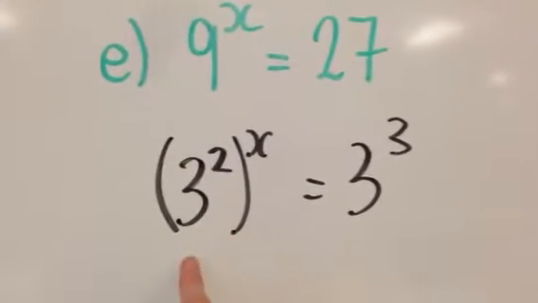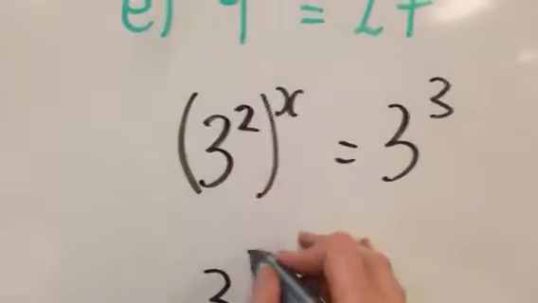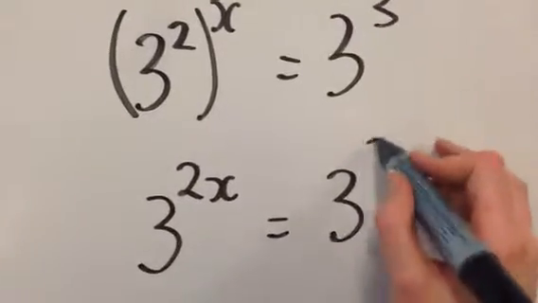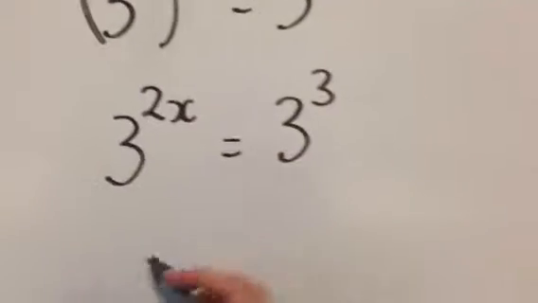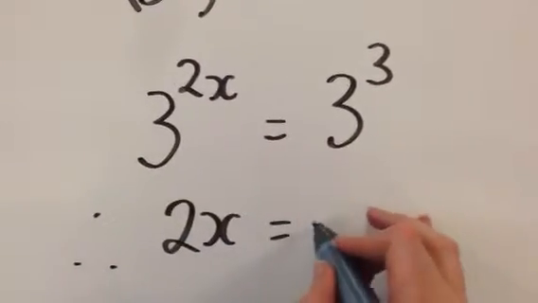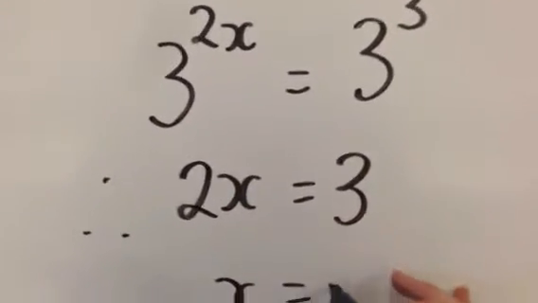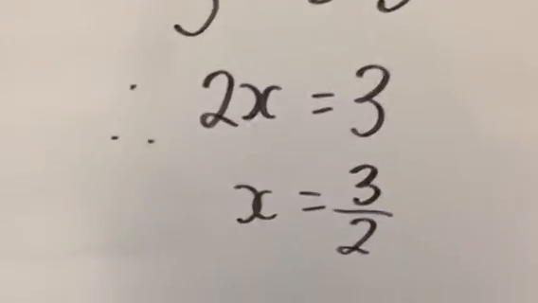Now this is a power to the power law. When I have a power to the power, I multiply the indices, so this becomes 3 to the power of 2x equal to 3 cubed. Now finally I have the same base, and so what do I do when I have the same base? Well, now I can equate the indices, and so that I get that x is actually equal to 3 over 2.